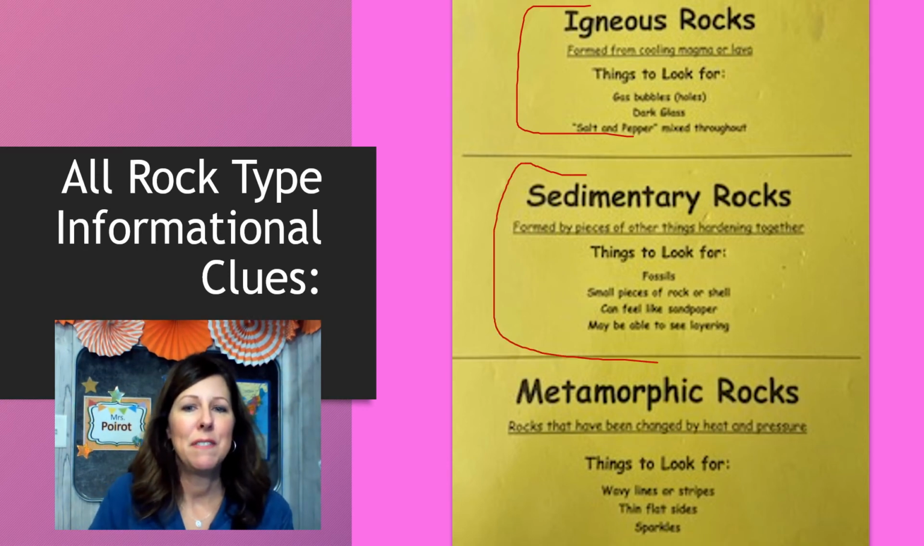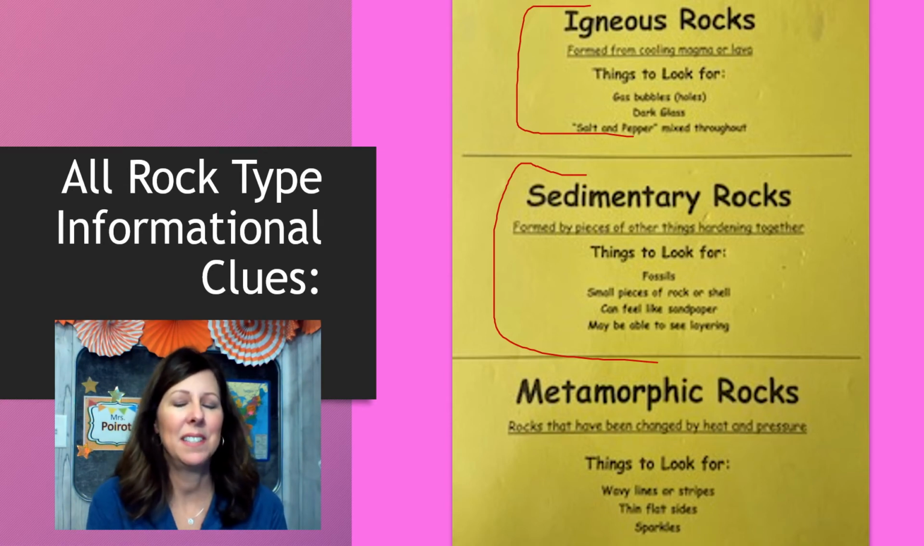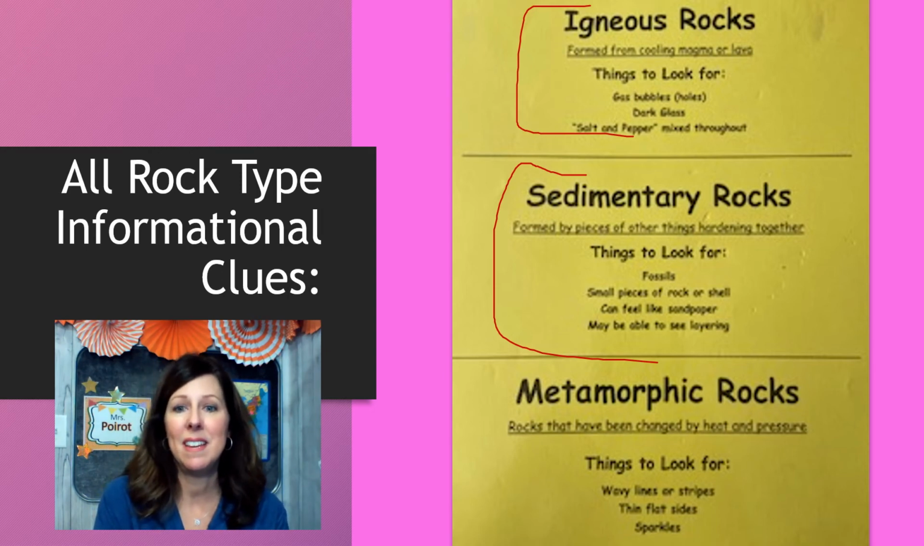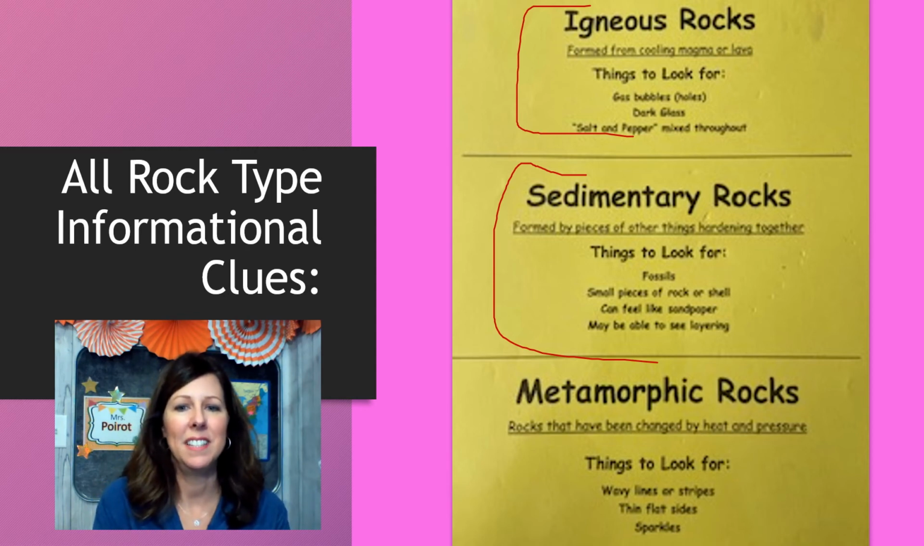Sedimentary rocks are formed by pieces of other things that harden together. Some things to look for in this type of rock would be fossils, maybe imprints of different things. You might see small pieces of rock or shells. It'll feel like sandpaper, very rough. And you may be able to see some layering in these types.